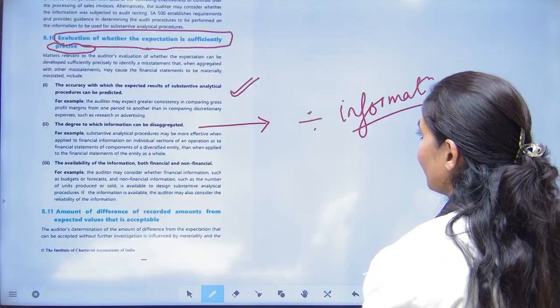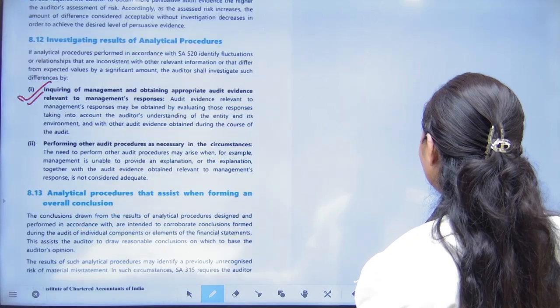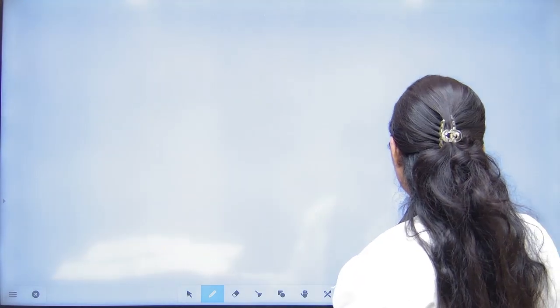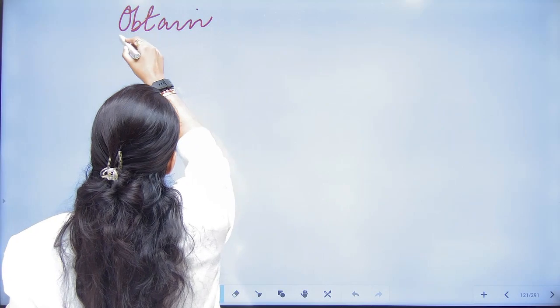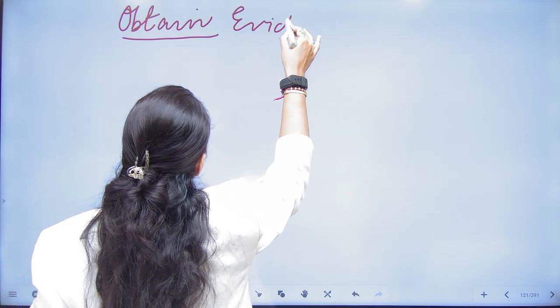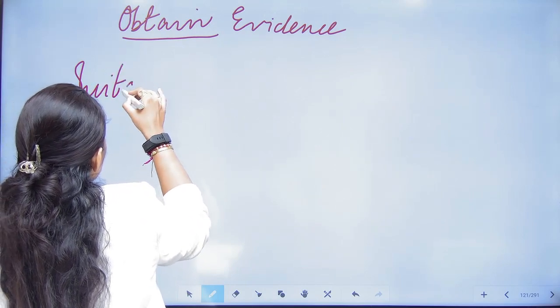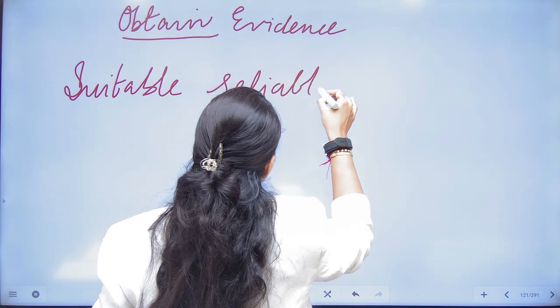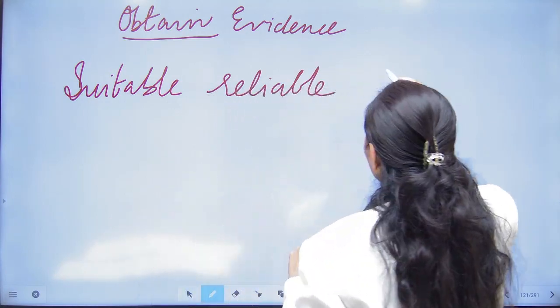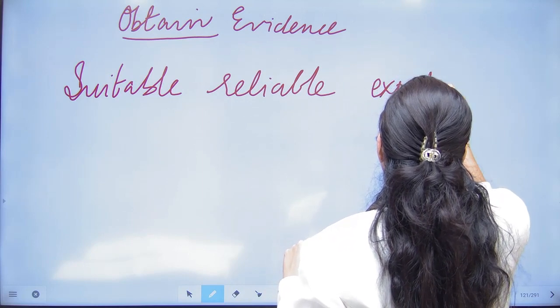Now the most important thing here is, okay, so how do you obtain evidence in case of substantive analytical procedure? The words are suitable, reliable, expectation.